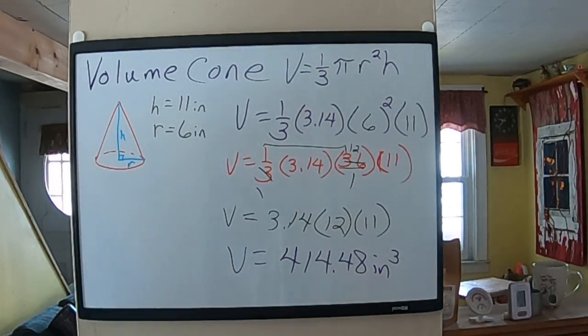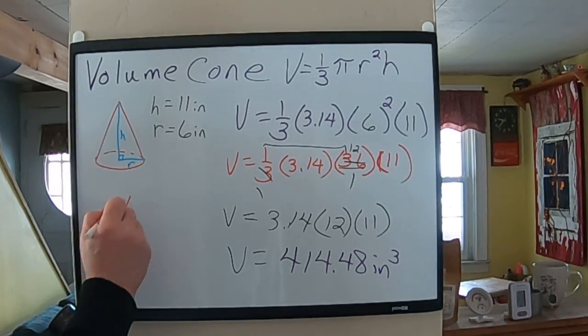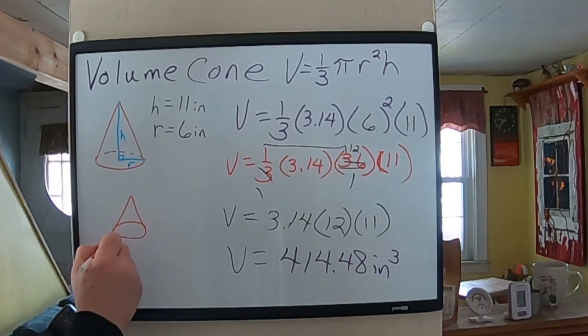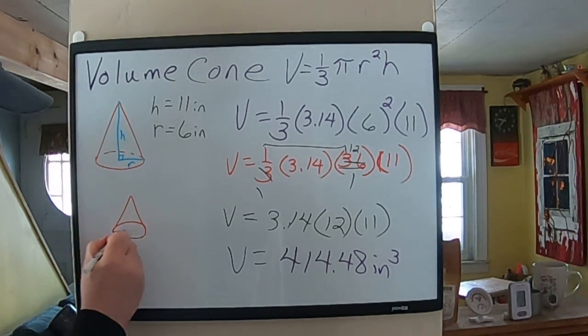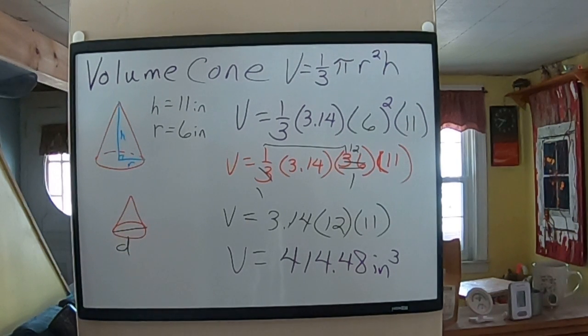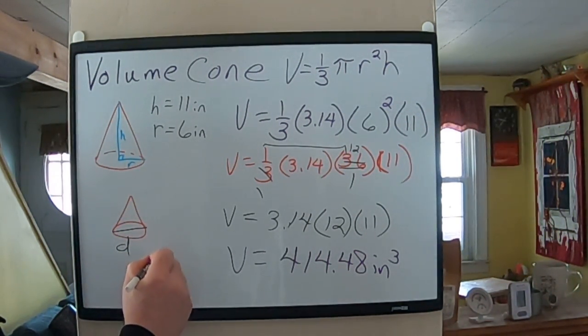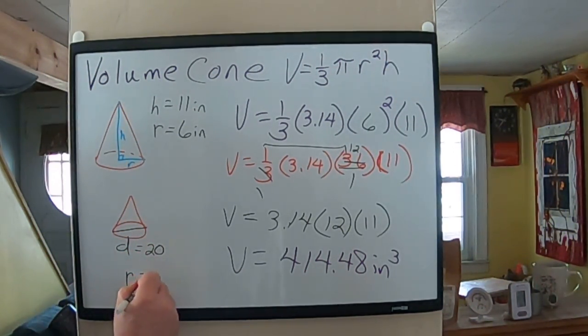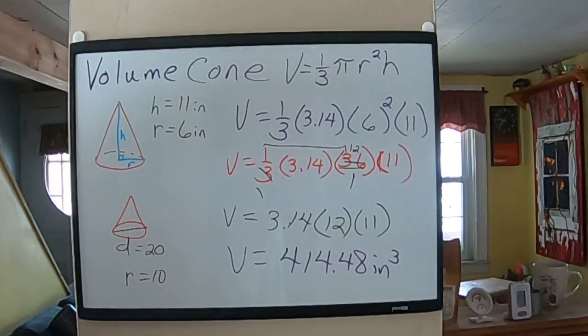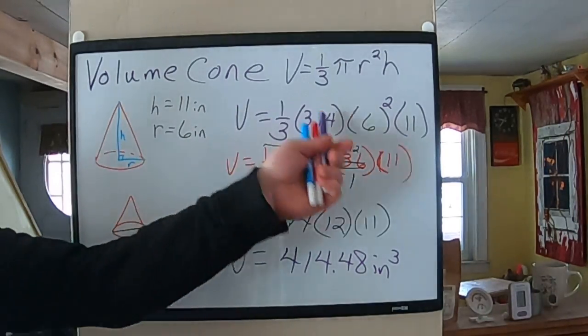Please remember that if you have been given a cone that has a diameter instead of a radius, then you have to say the diameter, let's say the diameter was 20, then the radius is going to be half that, 10. Because you have to cut it in half first and find the radius before you plug it in.